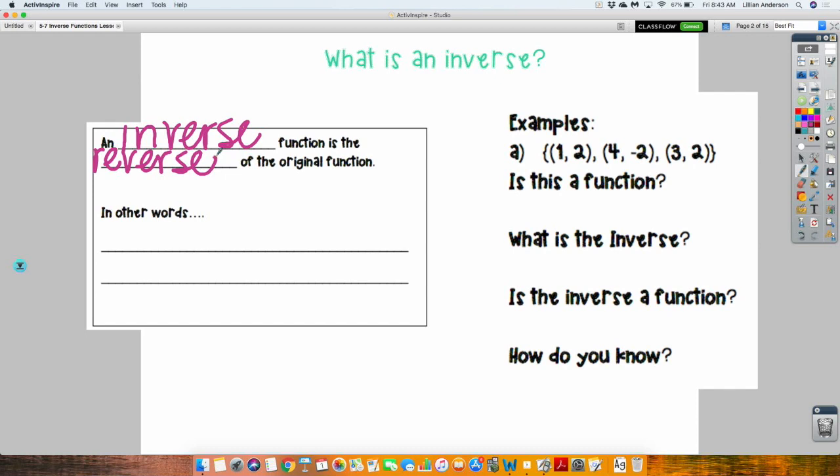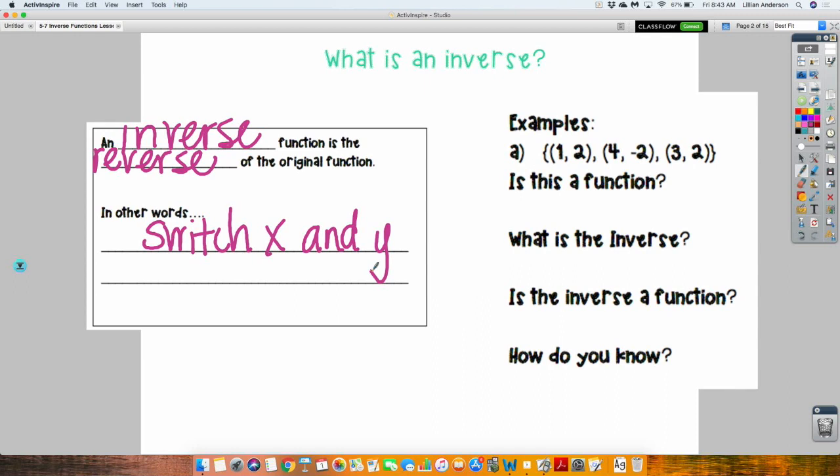All right? And one of the ways that you determine this is you just switch your x and y's. Okay? That's how you determine the opposite, aka the inverse function.